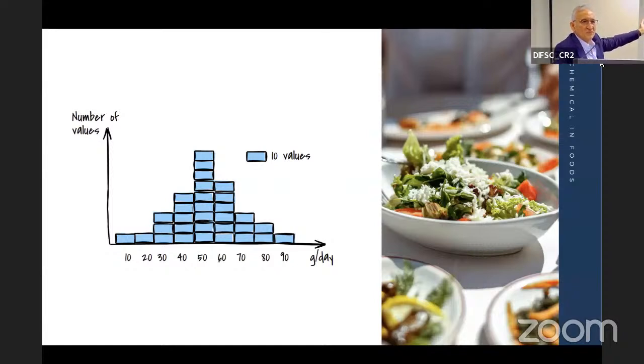Okay. Another 10, around 20, and so on and so on. And you see the majority, a high number of them, are around 50. So it's a way to show the distribution of the daily consumption of salads. So it's a representation. What is this graph telling you when you look at it?